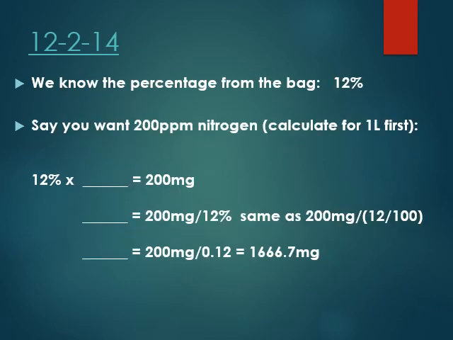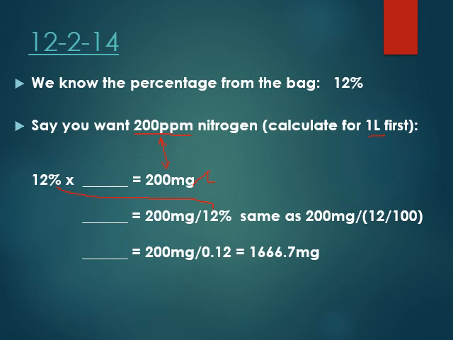So let's say we know the percentage and we want 200 ppm nitrogen. Okay, we're going to do this for 1 liter. So that means 12% of something is going to equal 200 milligrams, because that's what we want for ppm, right? We want milligrams per liter. So that's 12% of some weight is going to give us 200 milligrams. So if we divide both sides by the 12%, that means 200 milligrams divided by 12% will give us our answer.